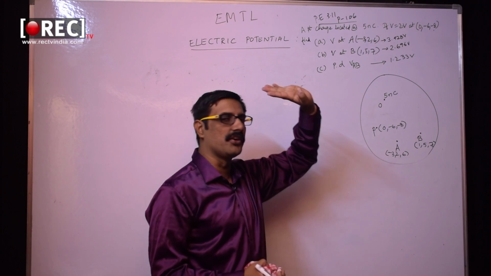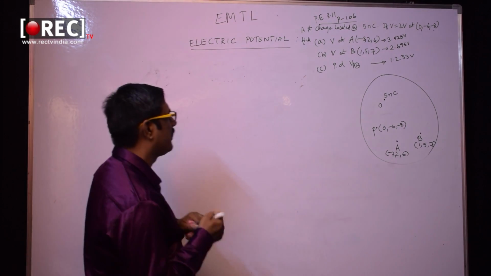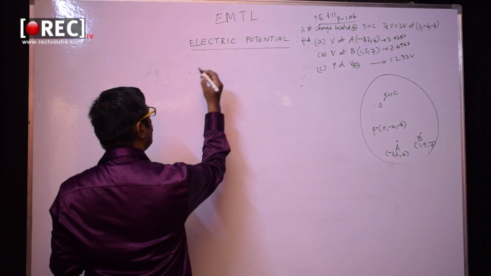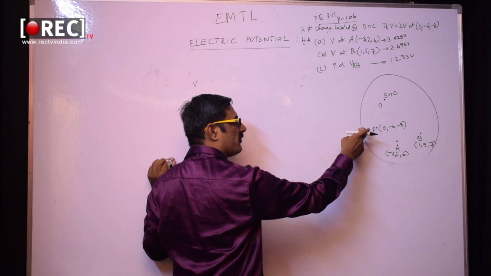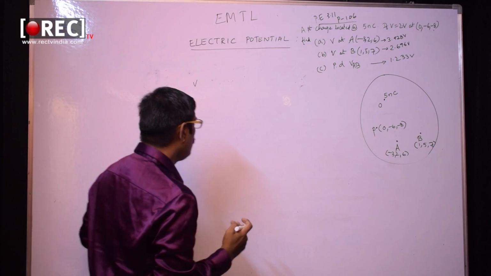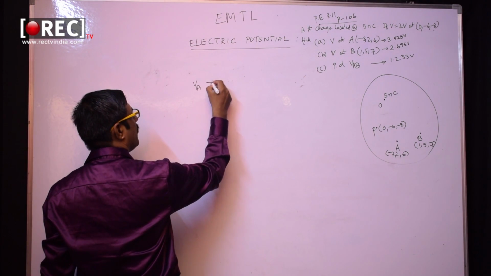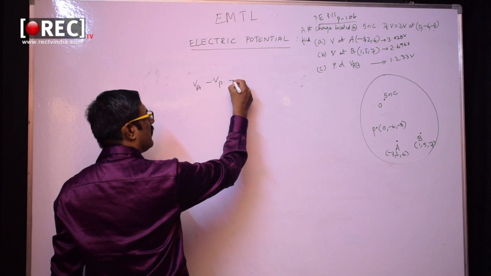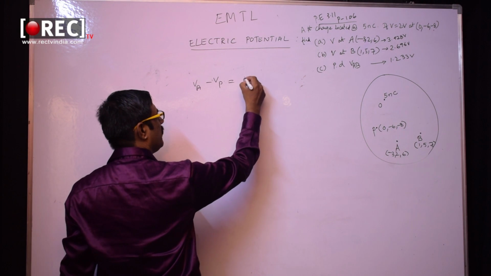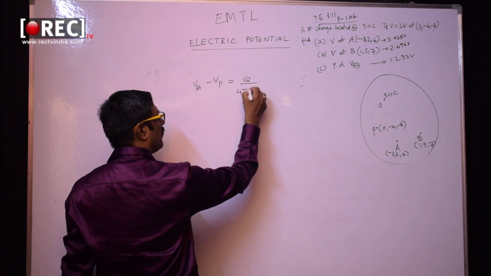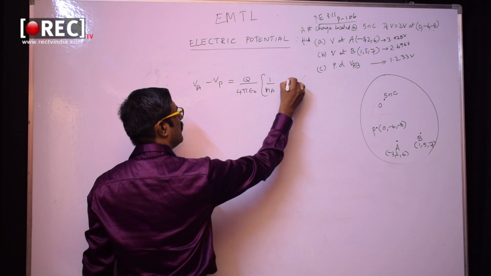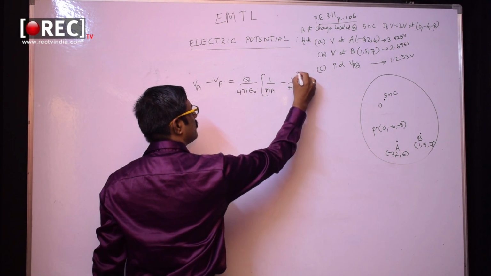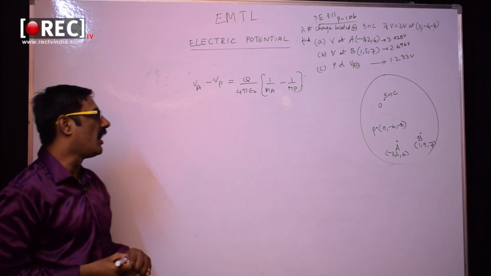The charge is located at origin. So the basic formula we need to take is, let me say, first calculating the potential difference between P and A. So VA minus VP is equal to, the basic formula is Q by 4 pi epsilon naught into, of course, 1 by RA minus 1 by RP.